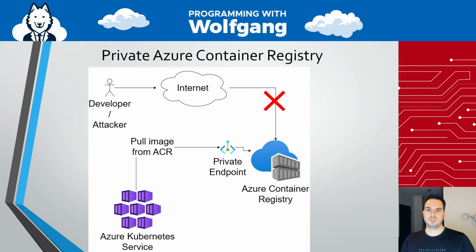One downside of this approach is that also your deployment pipeline doesn't have access to your container registry. So like in the last video, you have to have an agent running inside the same VNet, and then the agent can deploy images to the container registry.